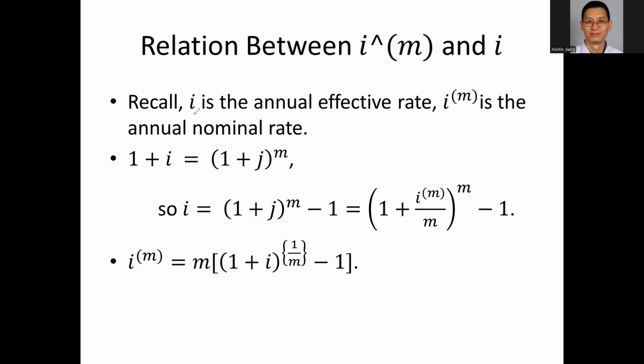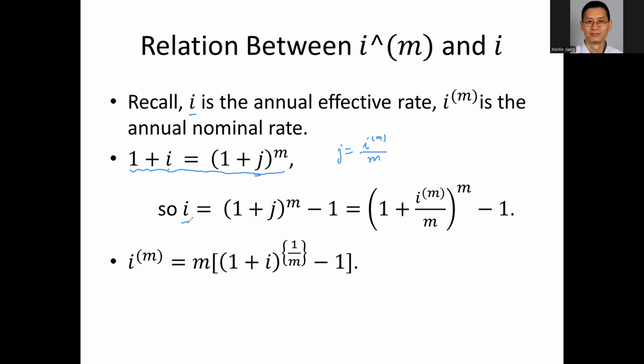So if i is the annual effective rate, then 1 plus i would equal 1 plus j, where j is the effective rate per time period, which equals i to the parenthesis m over m. So that's the effective rate per time period. And then you have 1 plus j compounded m times, so raise the power by m. That equals 1 plus i. This relation should be very familiar for you.